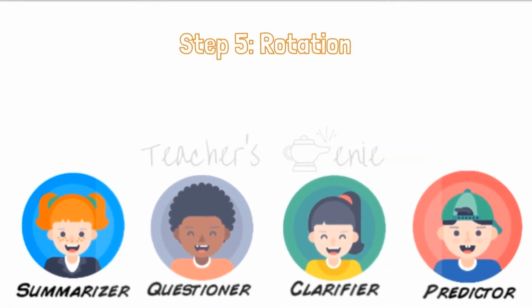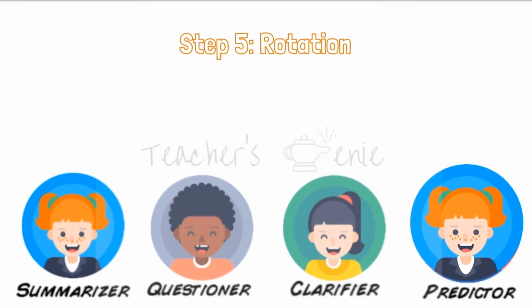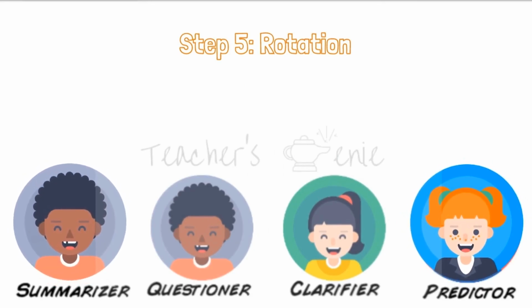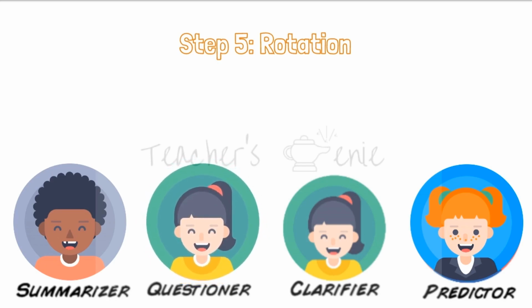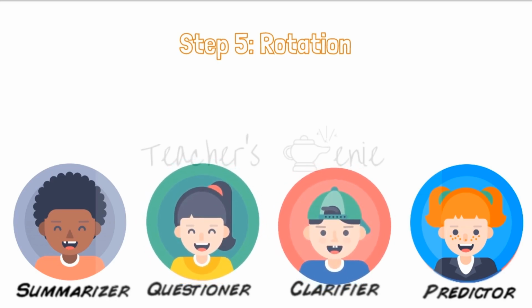Step 5 is the rotation. The roles in the group then switch one person to the right and the next part of the text is read. Students repeat the process using their new roles and this process continues until the entire text is read.